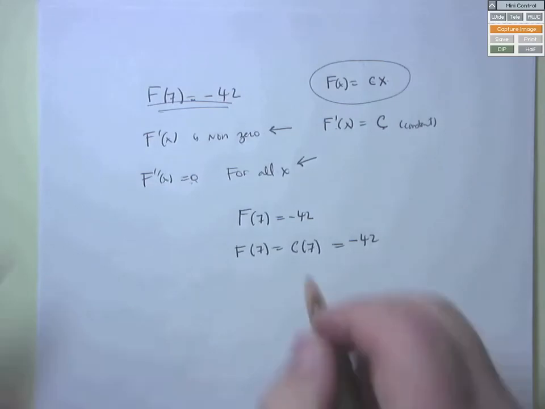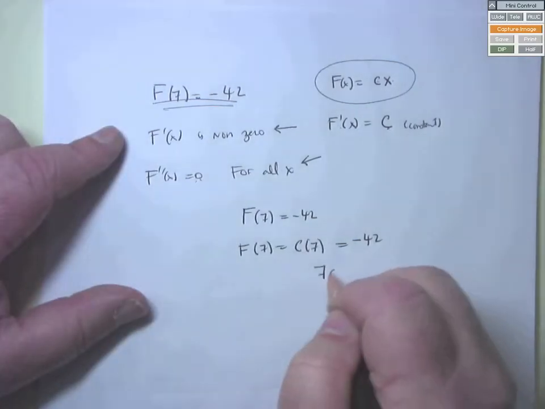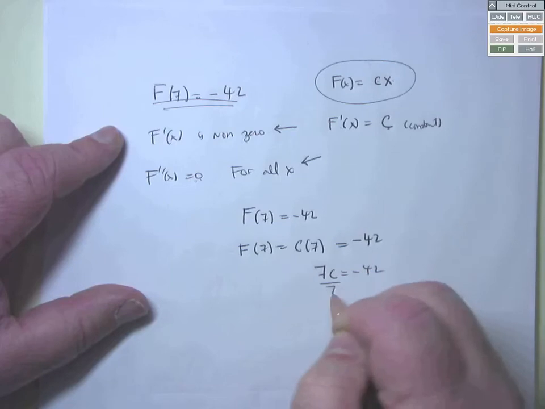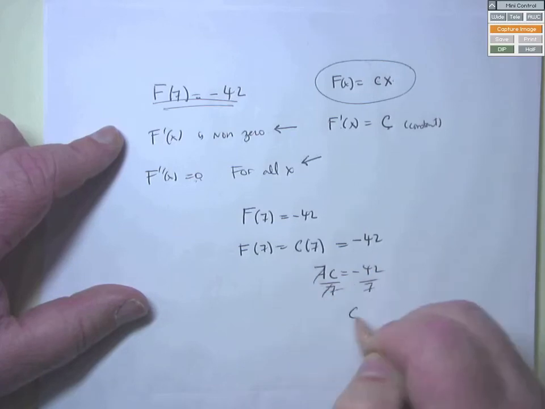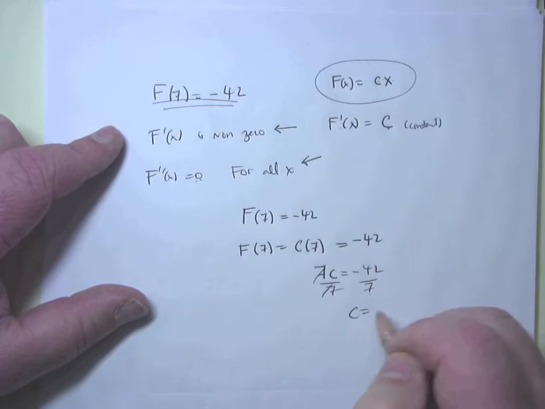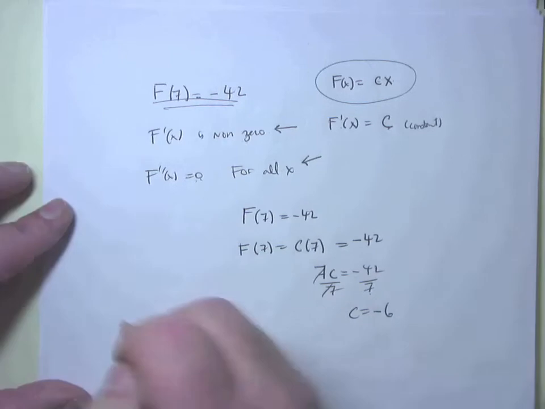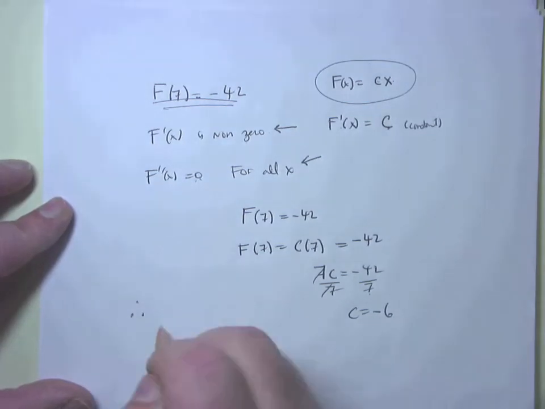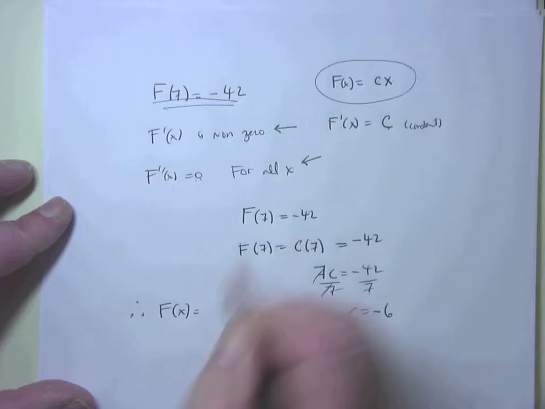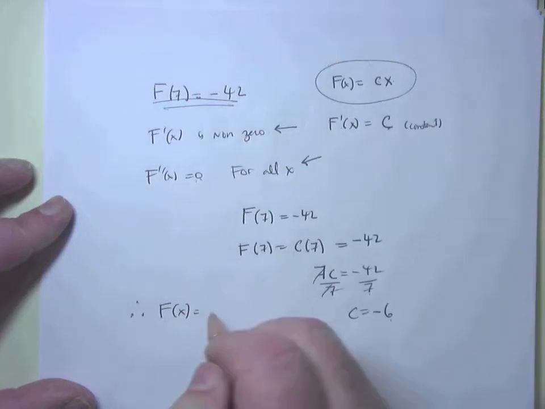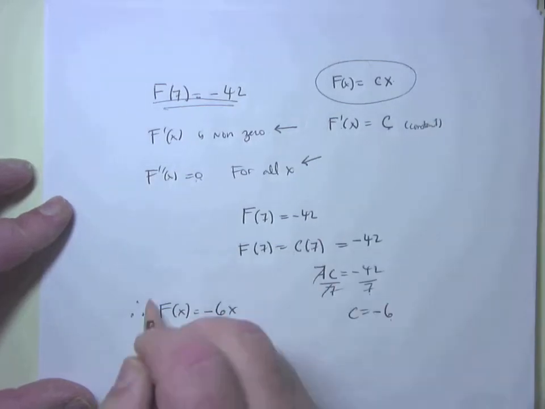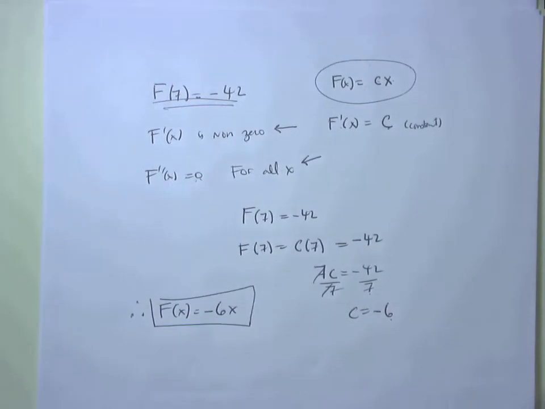So, look at it. You got an equation. 7 times your constant equals negative 42. Divide by 7 on both sides. Negative 42 divided by 7 is what? Negative 6. Therefore, your function, which is equal to constant times x, but that constant had to be negative 6. The answer is negative 6x.